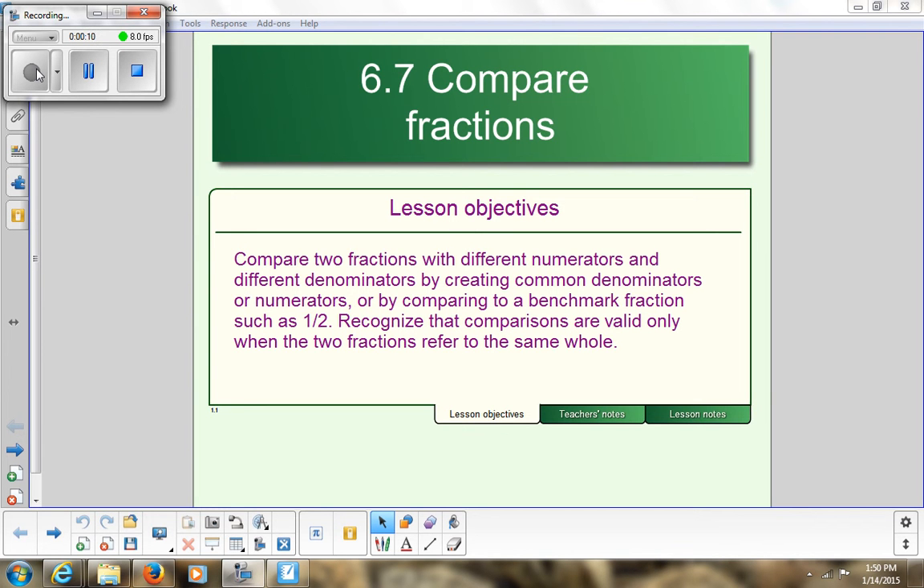We're going to talk about a couple of ways that we can compare fractions without using the butterfly method, but we will get to the butterfly method a little bit later in this lesson. Our objective is, as it was yesterday, to compare two fractions with different numerators and different denominators by creating common denominators or numerators, or by comparing to a benchmark fraction, such as 1/2. Recognize that comparisons are valid only when the two fractions refer to the same whole.